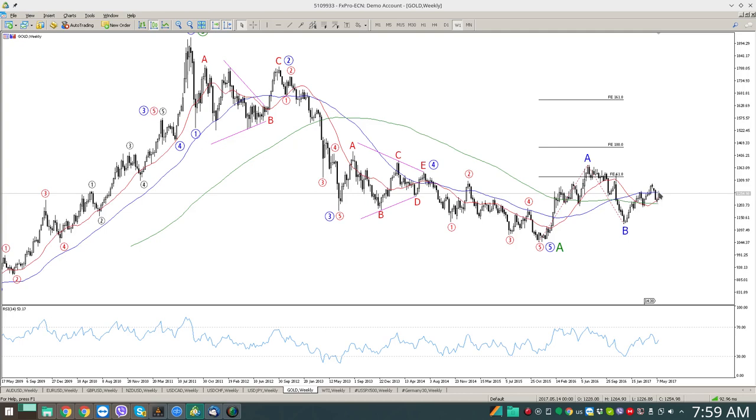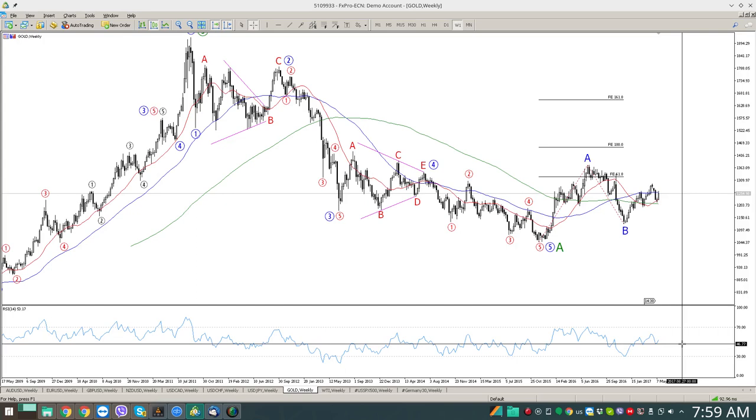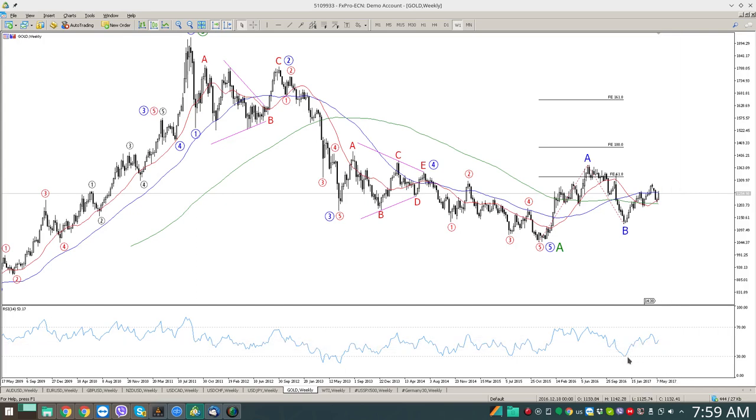Now all I want to see is a break above this SMA, and yes, that bullish scenario for gold moving higher will be confirmed after we see a break above this level. I believe we're very close to that, because the RSI shows some serious bullish momentum here.